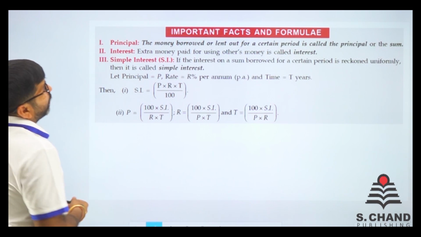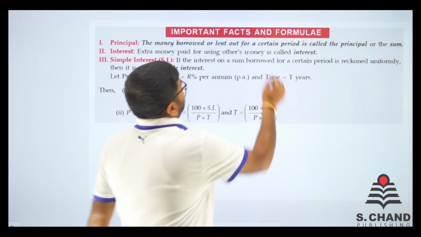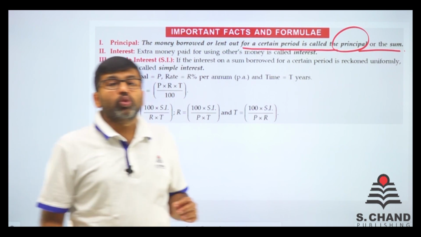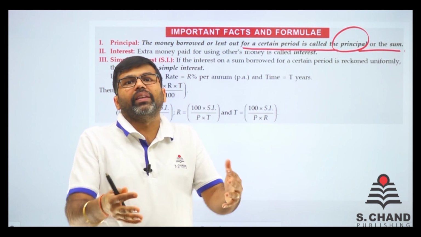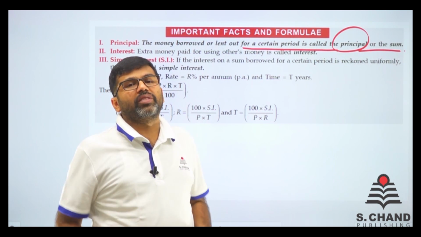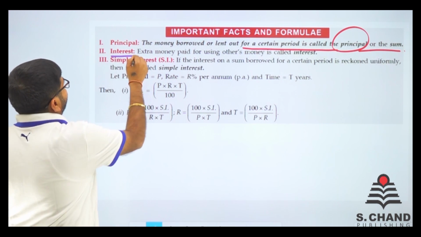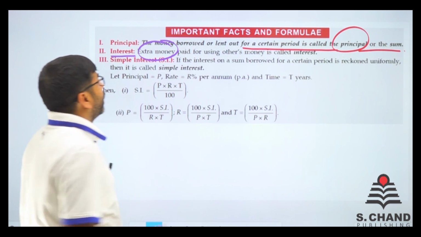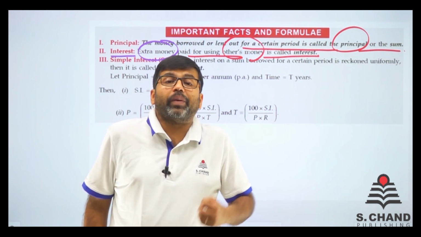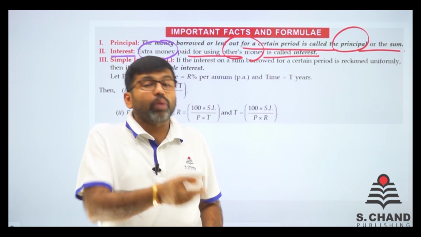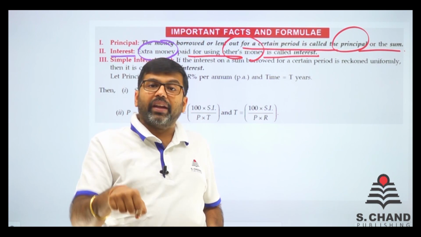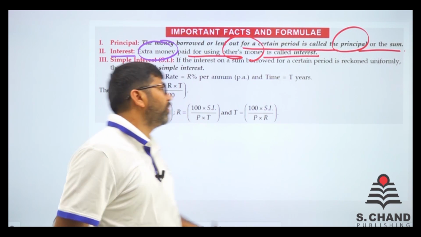So what is interest? The money borrowed or lent out for a certain period of time is known as the principal or the sum. Principal is the money you have borrowed or lent. Now, interest is the extra money paid for using others' money. As I told you, if you borrow 100 rupees, you will not return just 100, since he helped you. You will pay him some extra. That extra money is known as interest, which may be simple interest or compound interest.